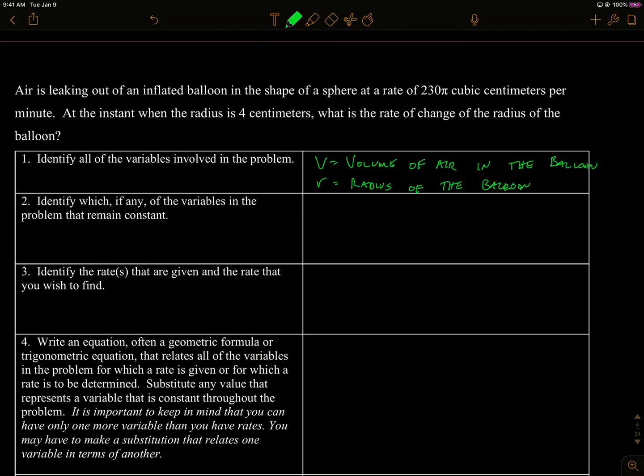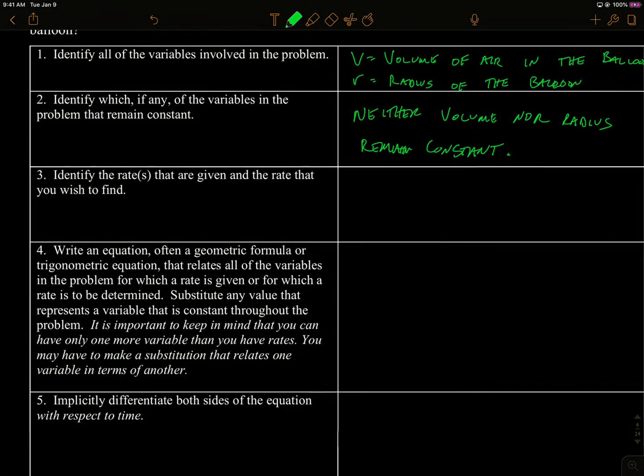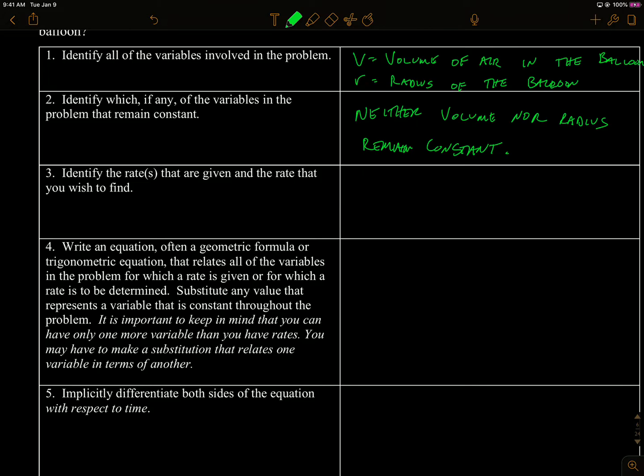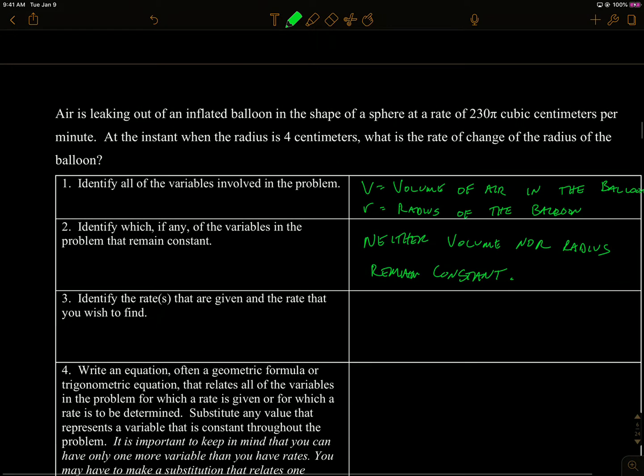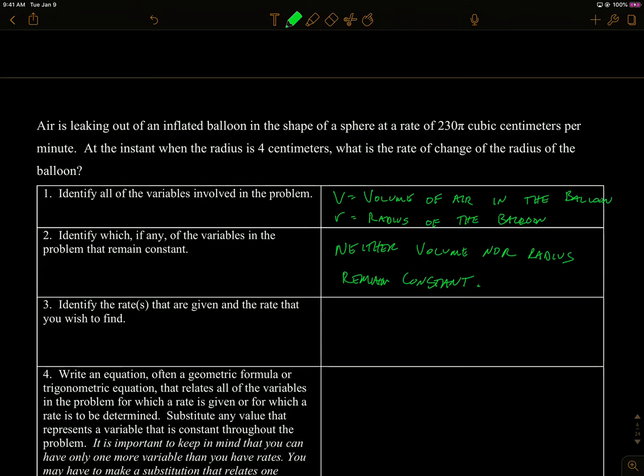So in this case, neither volume nor radius remain constant. In the future, we're going to be able to pick out some things that remain constant, and that's going to be very helpful. Number 3, identify the rates that are given and the rates that you wish to find. Let's look at the question. They mentioned 230 pi cubic centimeters per minute, and they mentioned the radius is 4 centimeters.